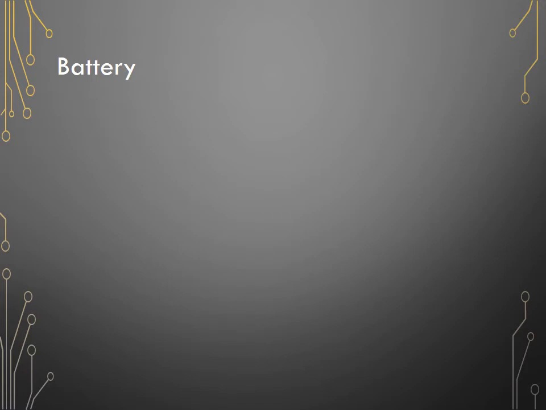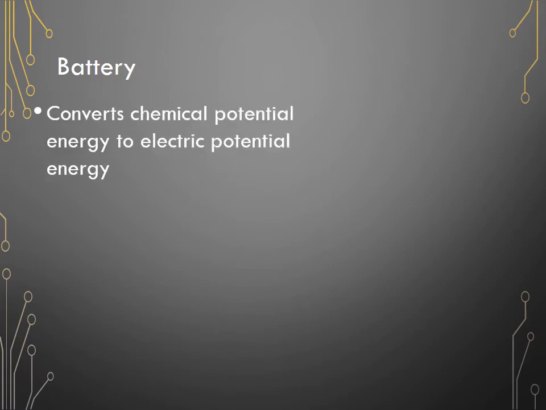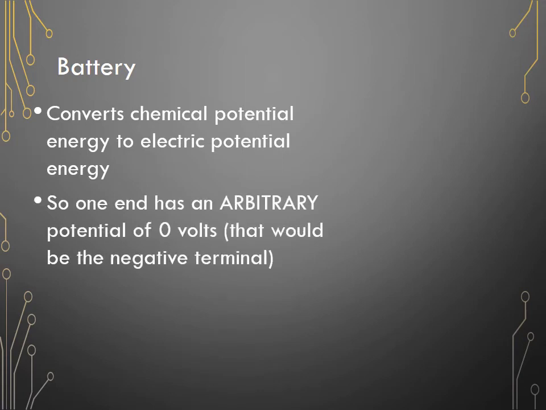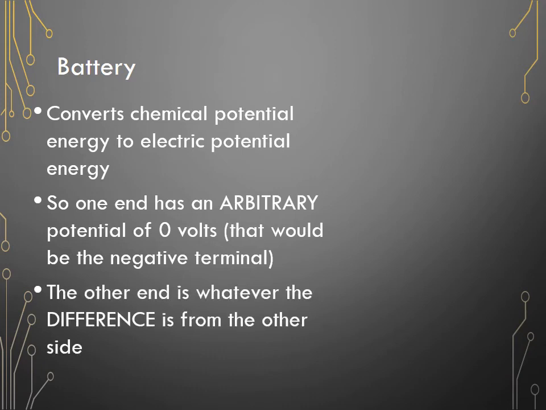This is something that's rated in volts, and we definitely use those to power circuits. We'll get there next week. But what a battery does is it converts chemical potential energy to electric potential energy. So one end has an arbitrary value of 0 volts. Okay, so that's where I'm determining my 0 point. That's what we call the negative terminal. The other end is whatever the difference is from the other side.